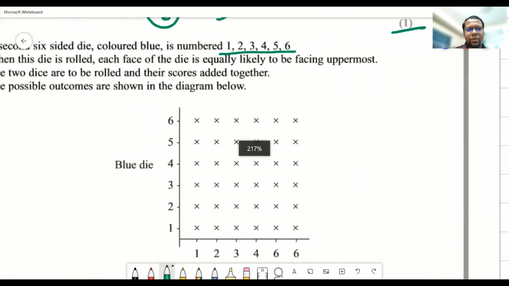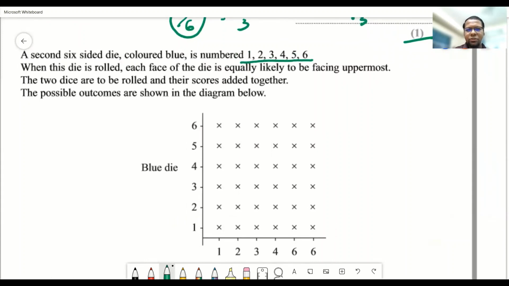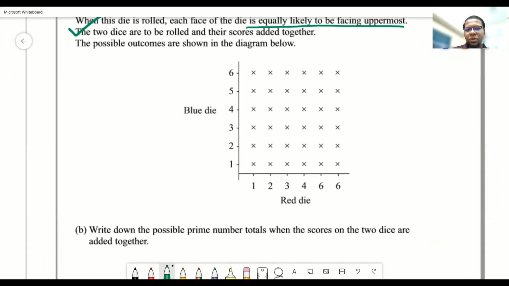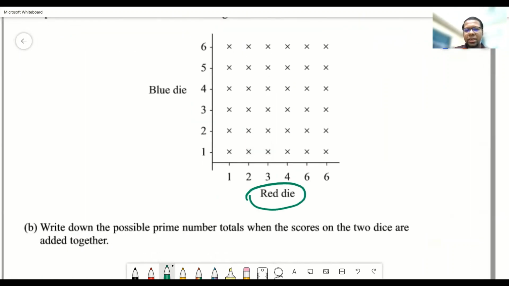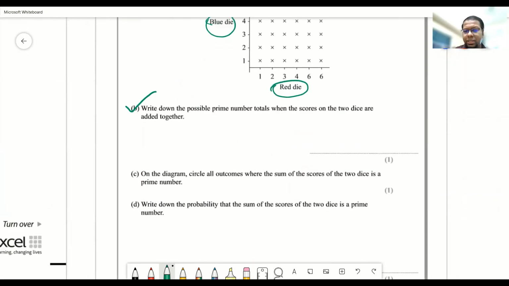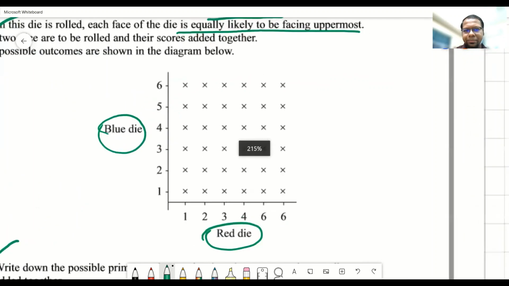In this question, when the die is rolled, each face of the die is equally likely to be facing uppermost. The 2 dice are to be rolled and their scores added together. The possible outcomes are shown in the diagram. So this is the possible outcome. You are rolling the red die and the blue die at the same time. In question B, write down the possible prime number totals when the scores on the 2 dice are added together. For questions B, C, and D, for finding out the answers, you need to complete this diagram.